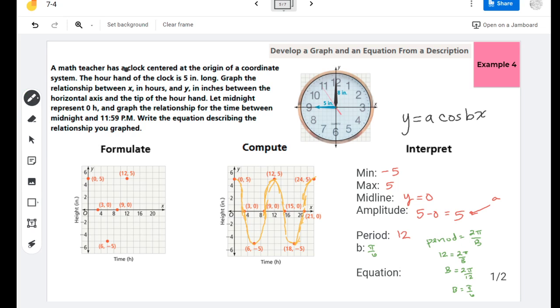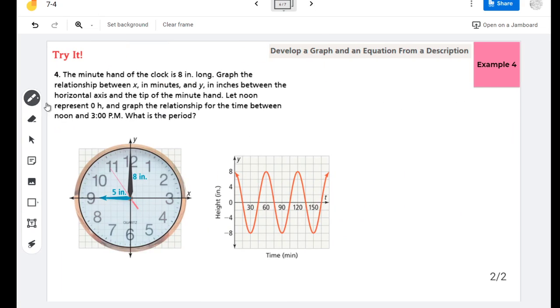So my equation, if I use 5 for my a and pi over 6 for my b, would be y equals 5 cosine of pi over 6 x, like that.